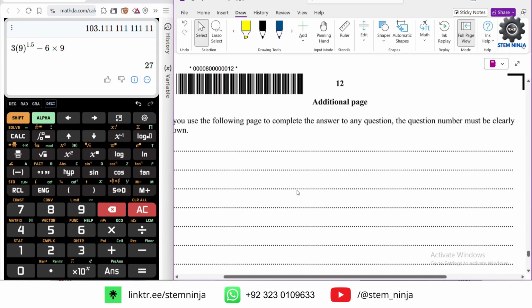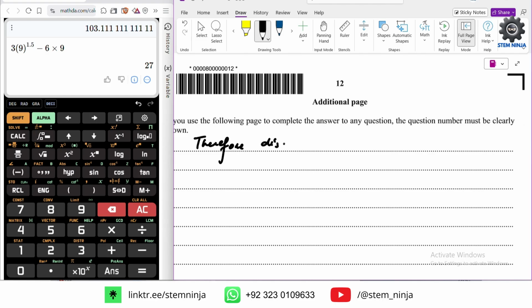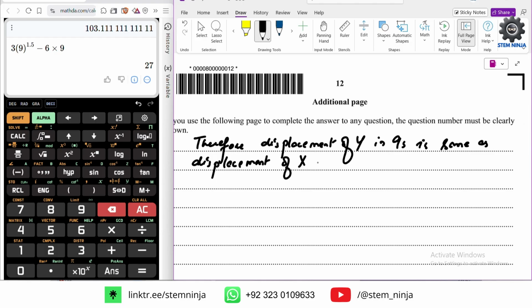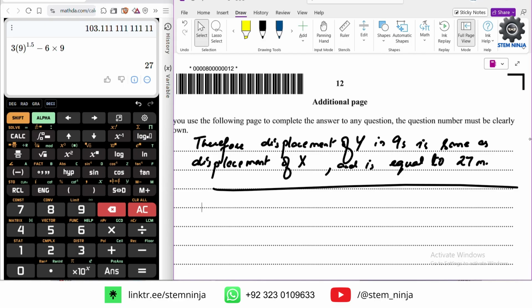Therefore, the displacement of y in 9 seconds is the same as the displacement of x, and is equal to 27 meters. That's it. And that's the end of this paper.